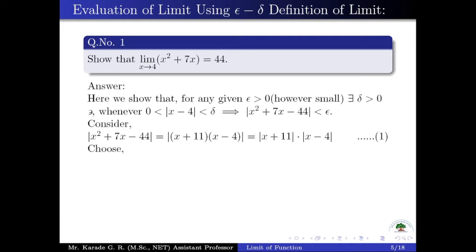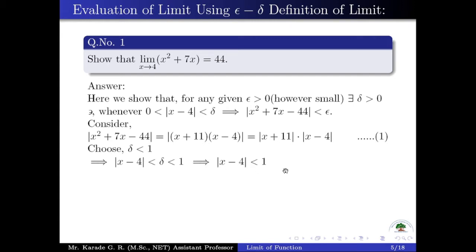Now choose delta less than 1. Why are we choosing delta less than 1? We have to show that there exists some delta which satisfies this condition. Yes, there is a delta, but let us choose it for our convenience, less than 1. So this implies mod of x minus 4 is less than delta. But delta is less than 1, therefore this again implies mod of x minus 4 is less than 1.